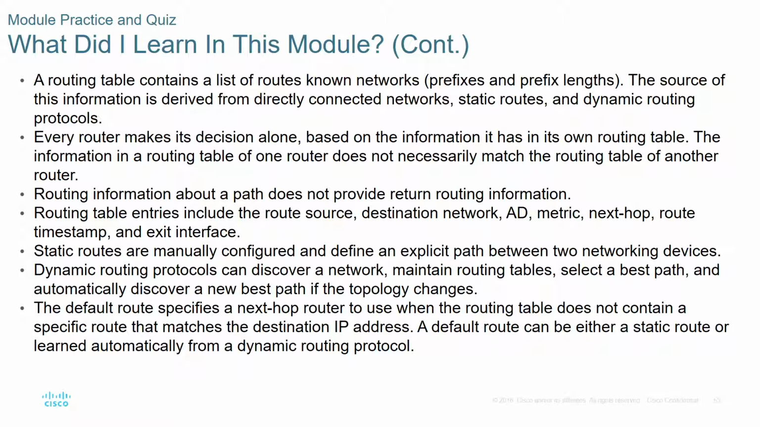Static routes are manually configured and define an explicit path between two networking devices. Dynamic routing protocols can discover a network, maintain routing tables, select the best path, and automatically discover a new best path if the topology changes. The default route specifies the next hop router to use when the routing table does not contain a specific route that matches the destination IP address. A default route can be either a static route or learned automatically from a dynamic routing protocol.